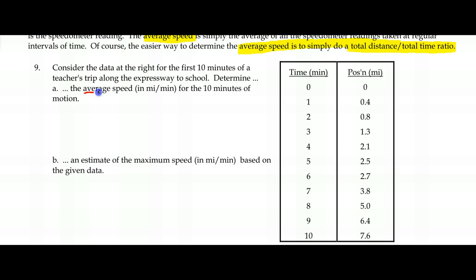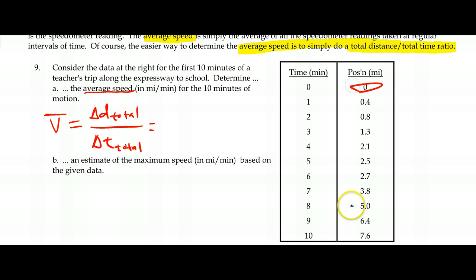Now, again, average speed, that's v. To show it's an average, you might see a bar over the top, some kind of line over the top to indicate it's an average over a longer period of time. It is equal to the total change in distance divided by the total change in time. Again, the triangle is delta for change. In this case, they started at 0 and they went to 7.6, so their total change of distance was 7.6 miles. And their total change of time, we started at 0 time and it was 10 minutes.